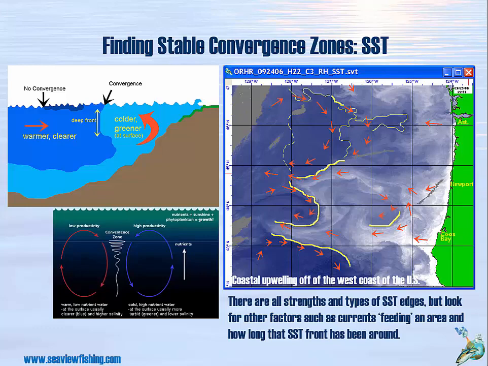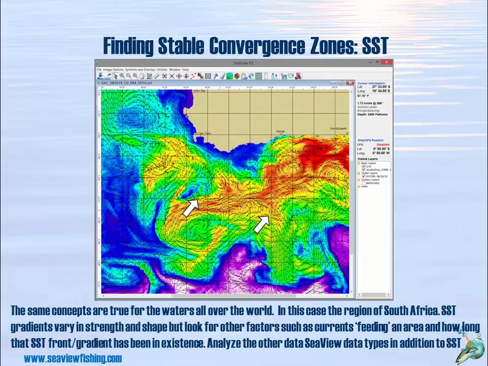Start by looking at the SeaView sea surface temperature imagery and locating relatively strong sea surface temperature frontal zones or edges. The relative strength of a sea surface temperature edge will depend on where you are fishing. Tropical regions will show much weaker sea surface temperature gradients or edges than coastal waters, which experience strong coastal upwelling. Figure out what qualifies as a strong, stable sea surface temperature gradient for your fishing region.